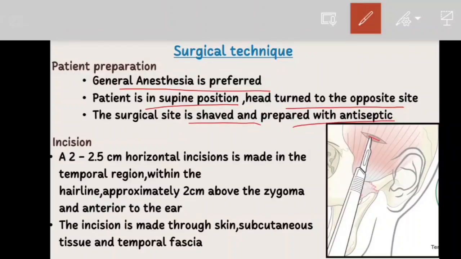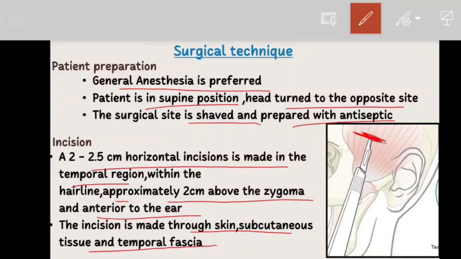Okay. So here are the incisions. A 2 to 2.5 centimeter horizontal incision is made in the temporal region within the hairline, approximately 2 centimeters above the zygoma and anterior to the ear. So you can see the incision is given in front of, anterior to, the ear but above the zygoma. Now the incision is made through skin, subcutaneous tissue, and the temporal fascia.